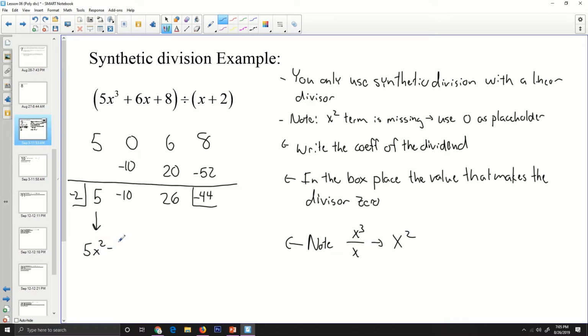And then we go minus 10x, and then it'll be plus 26. And then since it's negative 44, we go minus 44 over the divisor, x plus 2, and that is going to be our final answer for this particular problem.